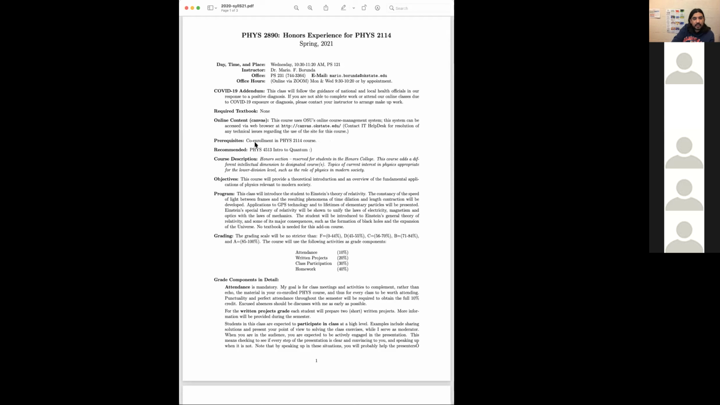As a prerequisite is co-enrollment in Physics 2114. So I'm assuming that everybody has either taken Physics 2114 or is taking it right now. You get the honors credit, which is 4 credit hours, by getting a B in both courses. And that's the rule from the honors college. So your grade in this course is separated from the grade in 2114. So just want to make sure that that's clear. And if you guys have questions, just let me know.